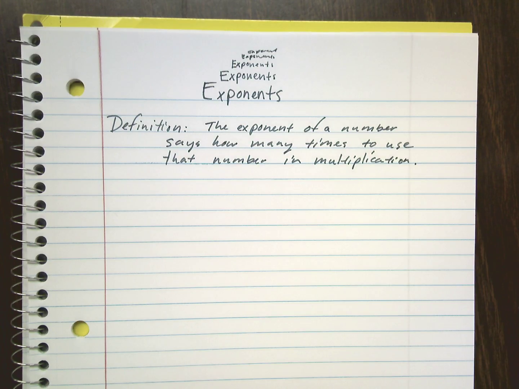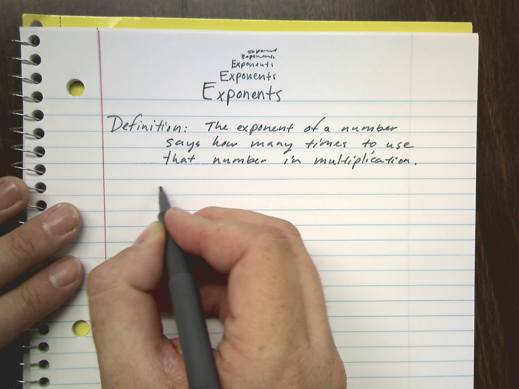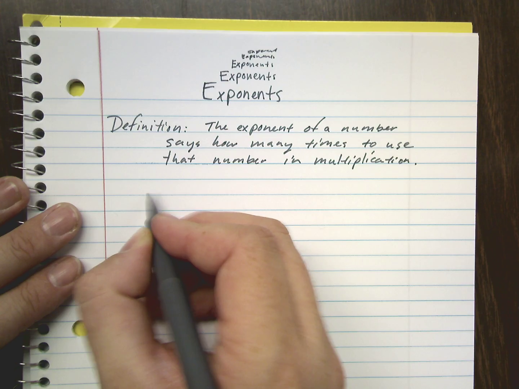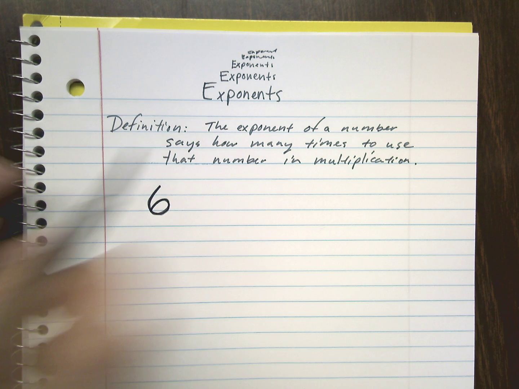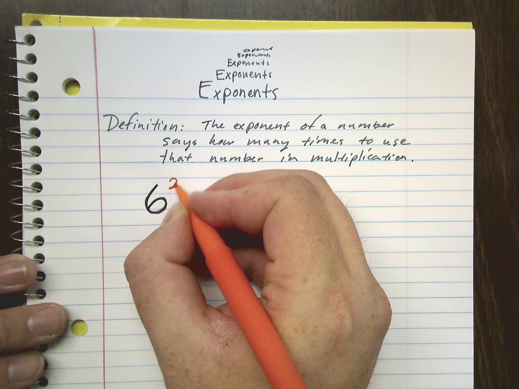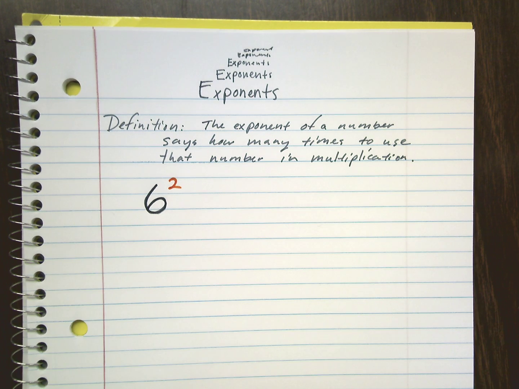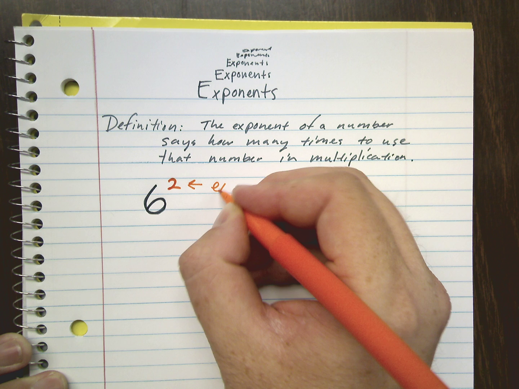Okay, so I'll show you what it looks like. You might have seen them before and wondered what they were. I'm going to start with, say, the number 6. So we're doing a big number 6. You might even see these little guys up in the corner. So right here, this number 2, this is called the exponent.